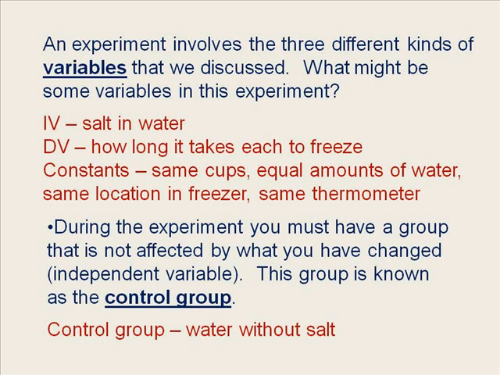And the constants are anything that stay the same. We're going to need to use the same cups, equal amounts of water, the same location in the freezer, and we're going to need to use the same types of thermometers to take our measurements each time. Our control group, the group that is not affected by the independent variable, would be the cup of water without the salt. The control group is always going to be the group that is the normal condition.